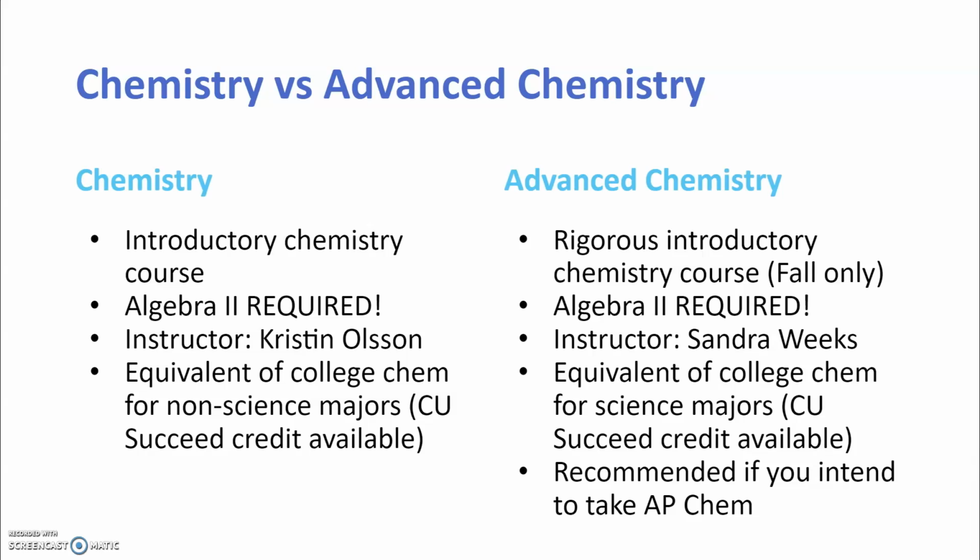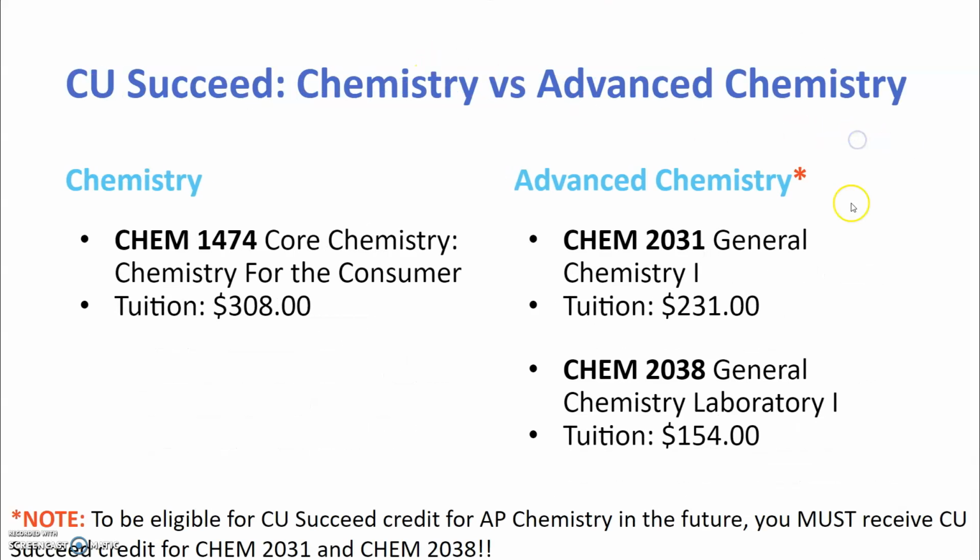Both of these classes have CU Succeed credit, which is a really spiffy thing. So my section is Chem 1474, which is core chemistry, chemistry for the consumer. Tuition is only $308, so compared to most credits at a four-year institution, that's a pretty good deal. If you take advanced chem, you only have one class at Rocky, but it counts as two classes at the university level. So you would have the General Chemistry 1 credits, and then you would get the Gen Chem lab credits as well. So the tuition is a little bit more expensive for that. But overall, both really, really good options.